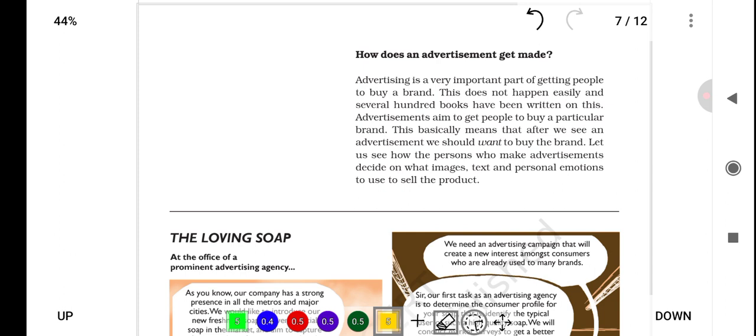So how does an advertisement get made? Advertising is a very important part of getting people to buy a brand. This does not happen easily, and several hundred books have been written on this. Advertisements aim to get people to buy a particular brand. This basically means that after we see an advertisement, we should want to buy the brand. Let us see how the persons who make advertisements decide on what images, text, and personal emotions to use to sell the product. The loving soap.